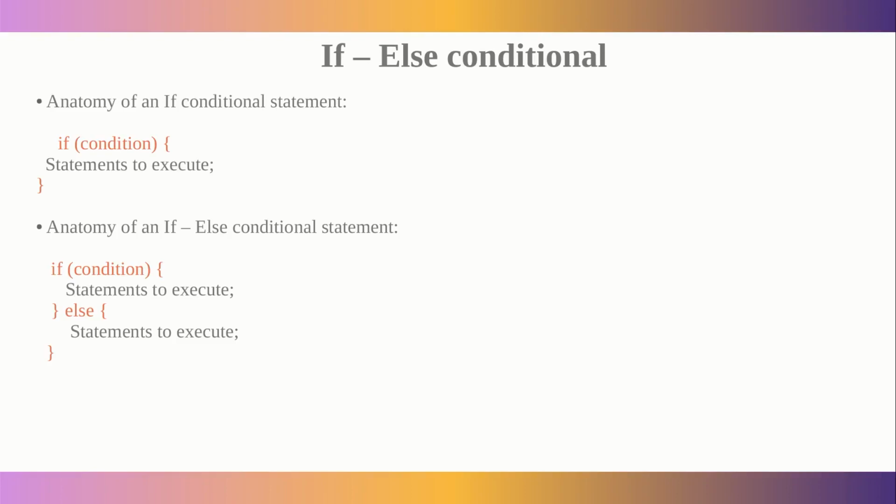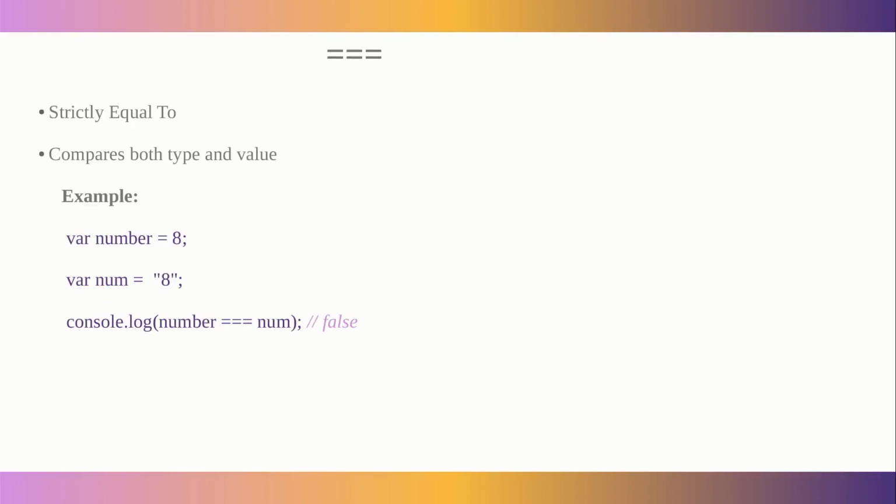And now let's talk about comparison operators. Comparison operators are used to compare two values. What you see on the screen is a strict equality comparison operator, and it will compare whether two operands, such as variables, are of equal type and value. For example, when comparing var number and var num, the result is false because var number references the number data type, whereas var num references a string data type, even though the value of both is 8. And we'll come to this in our function.